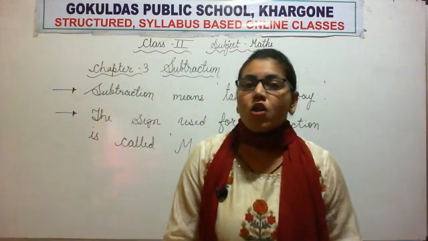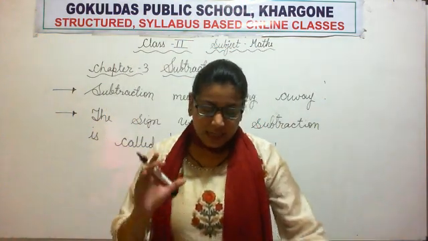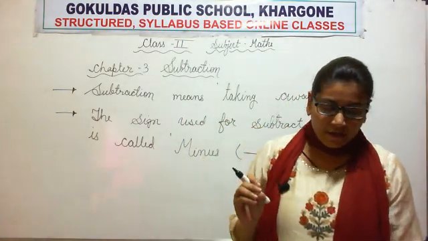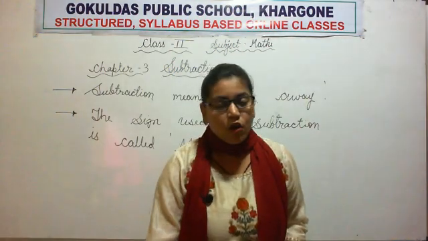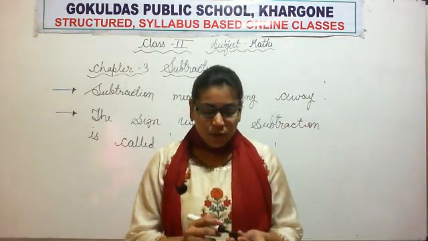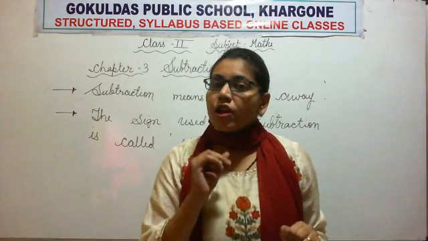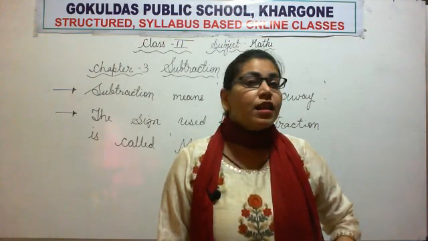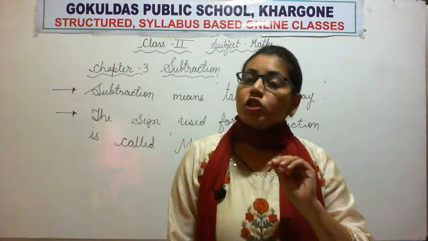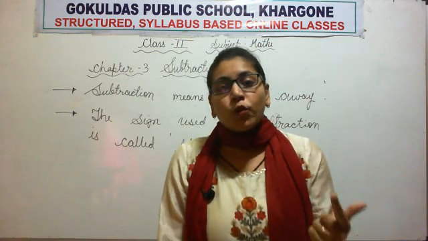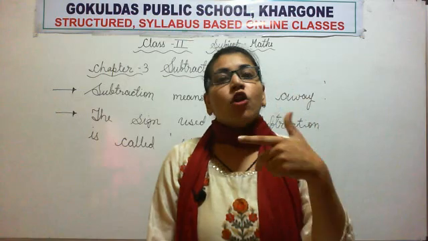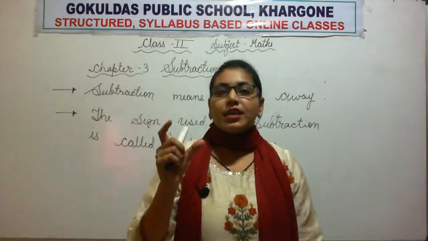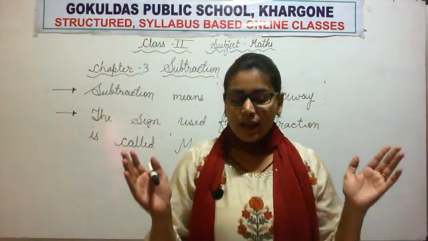Remember one more thing. We always take away the smaller number from the bigger number. Suppose you have 5 pencils. Can your friend take 6 pencils from you if you are having 5 pencils? It is not possible. Why? Because you are having only 5 pencils. So you can give your friend 5 pencils, not more than 5. So always the smaller number is subtracted from the bigger number.